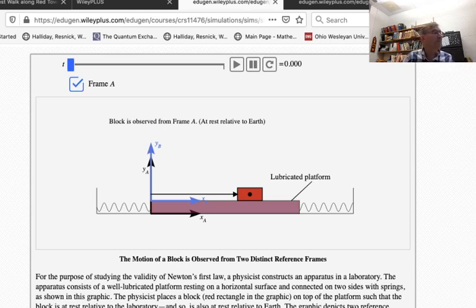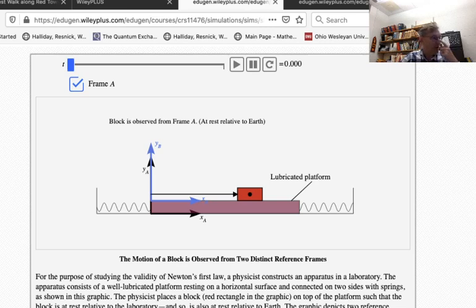And then I have a block right there, that small red rectangle with the black dot in the middle. And it also has had its lower side lubricated so that it can slide on top of that platform with no friction. And the black arrow just shows you the x-coordinate of the block as measured in frame A, because it comes out from the origin in the x direction from frame A.